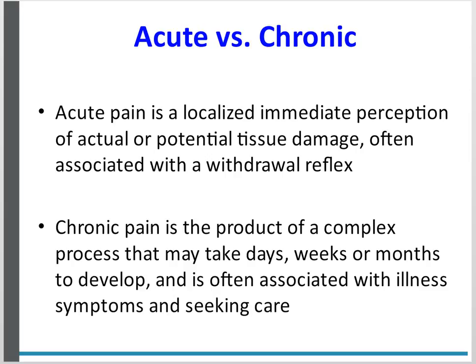If we think about this from a neurological perspective, you might think of it this way. Acute pain is a localized perception of actual or potential tissue damage, which is associated with a withdrawal reflex. That's first pain. In contrast, second or chronic pain is a more complex process. It may evolve over days, weeks, or months, and is often associated with illness symptoms and seeking care.